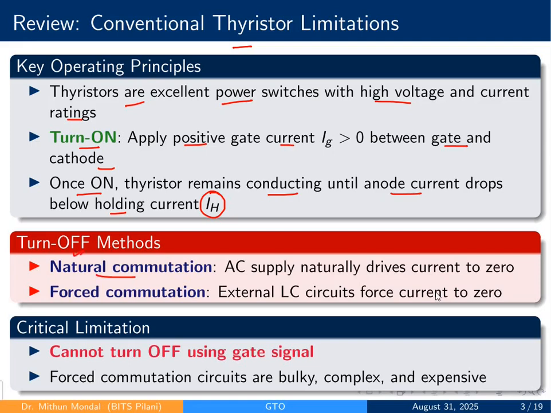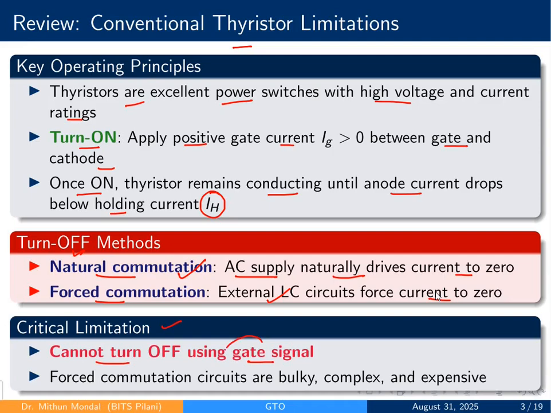One is the natural commutation and another one is the forced commutation. The natural commutation principle lies in having the AC supply, which naturally drives the current to 0 because it will be going from positive to negative. And in the forced commutation, we will be requiring an external circuit in the form of an LC circuit that will force the current to 0.